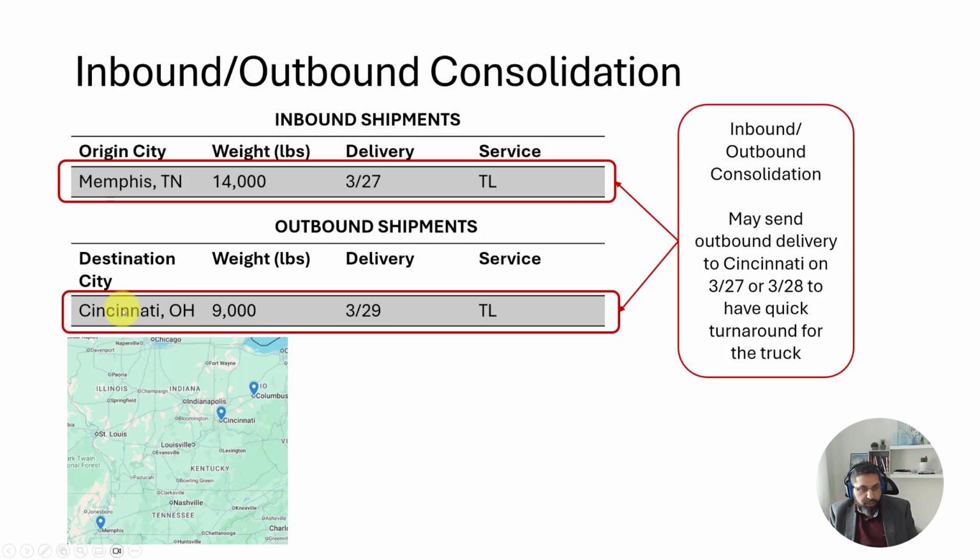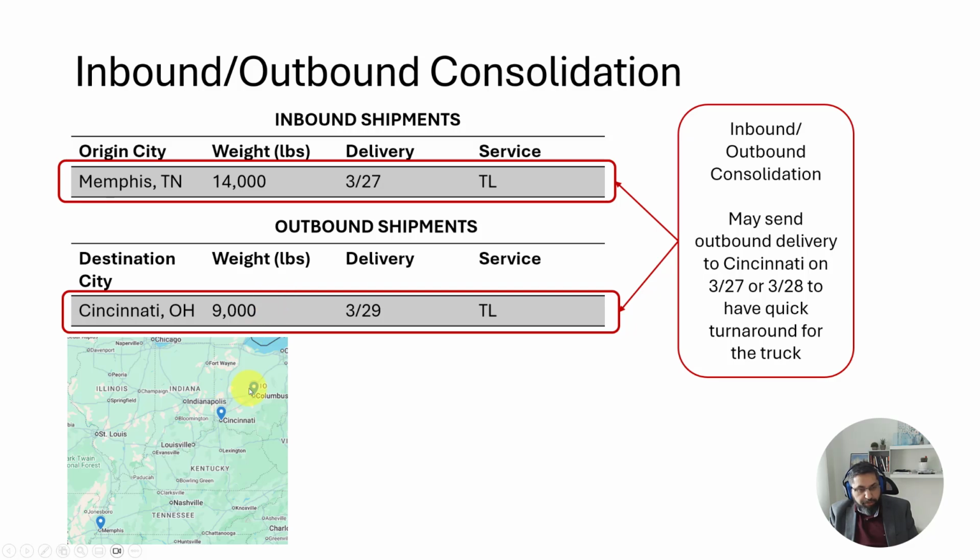Again, you have to call up the customer in Cincinnati, Ohio, or the site and tell them, hey, instead of getting your shipment on the 29th, you're going to get it one day earlier. Is that okay? And most likely it's okay. The warehouse has some space to store it. So then your truck comes in from Memphis on the 27th of March. You load it with 9,000 pounds for Cincinnati, Ohio.